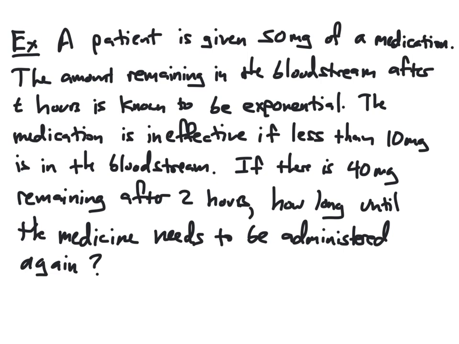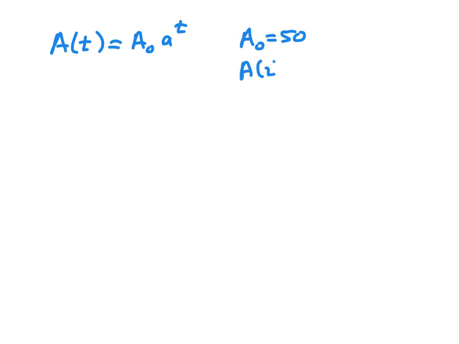And so, as always, we're going to set up an exponential decay model that models the amount of the medication remaining in the bloodstream at a given time t, and then we're going to use it to answer this particular question. So we know we're looking for an exponential model of the form A of t equals A sub 0 times a to the t. We are given the initial dosage. In this case, A sub 0 equals 50 milligrams. And we're given the fact that after 2 hours, there are 40 milligrams left in the bloodstream. So A of 2 would equal 40.